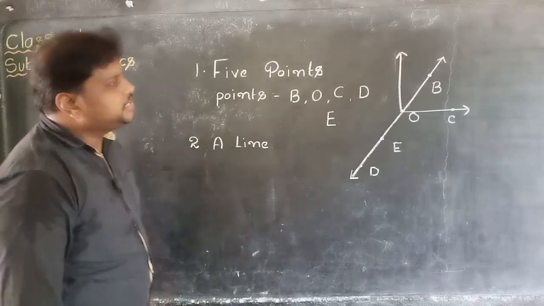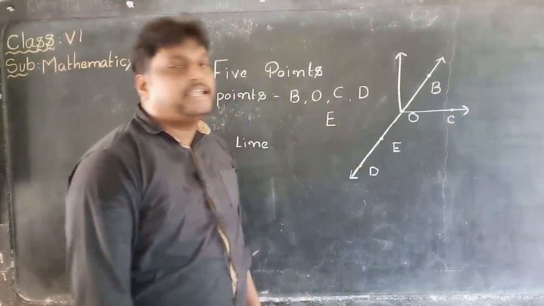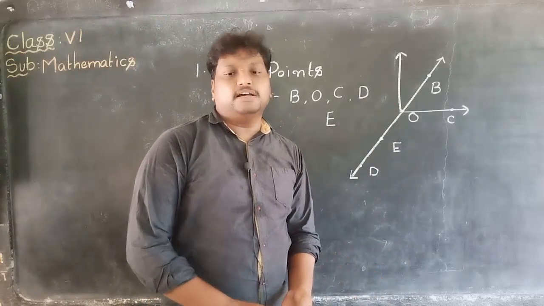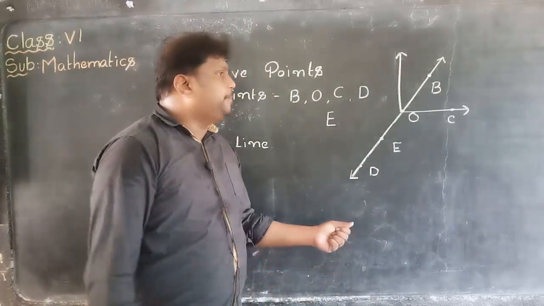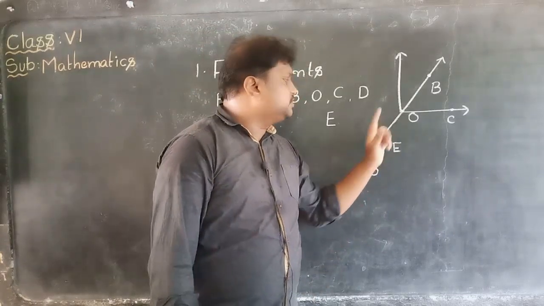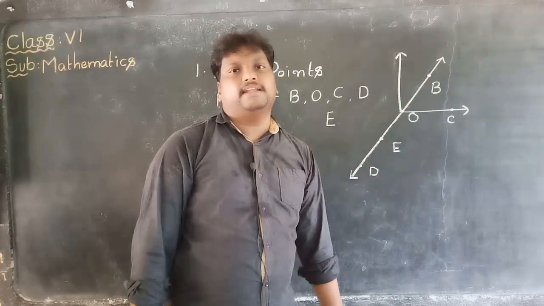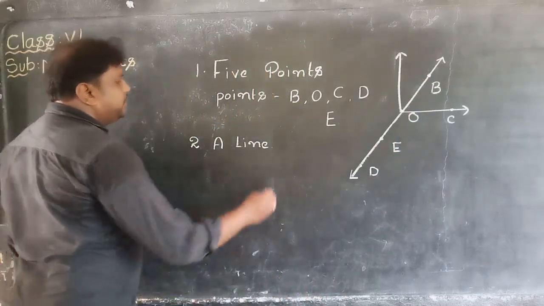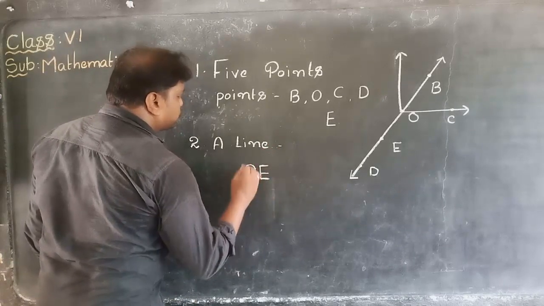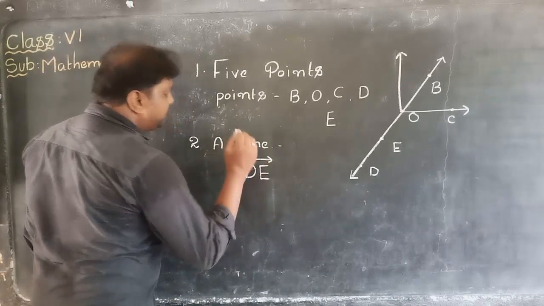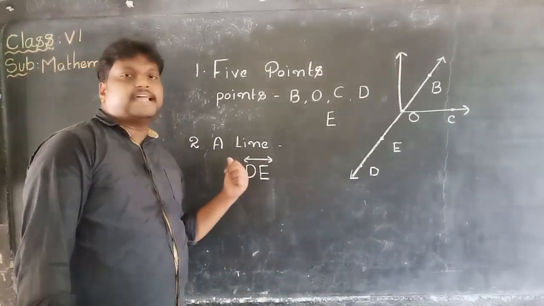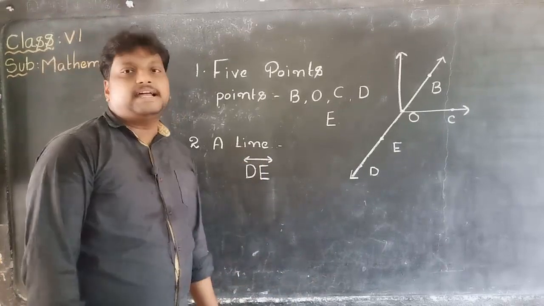A line. From the figure we have to take one line. Are there so many lines? The answer may vary. Why? Because DE is one line, EO is one line, DB is one line. We can take DE also. If you take the DE line, this is the symbol: the arrow mark on two sides is there, that is the line.